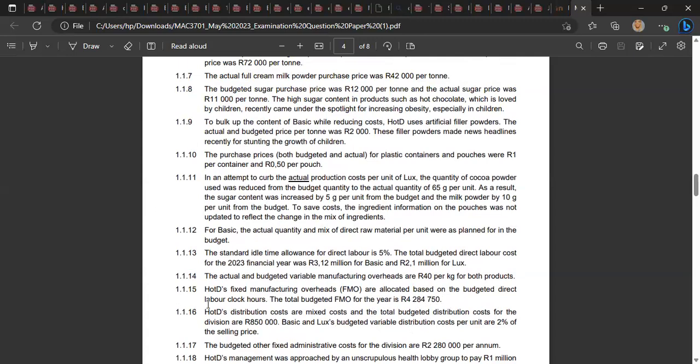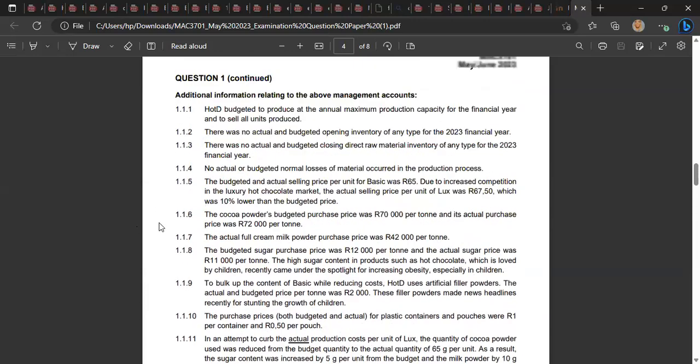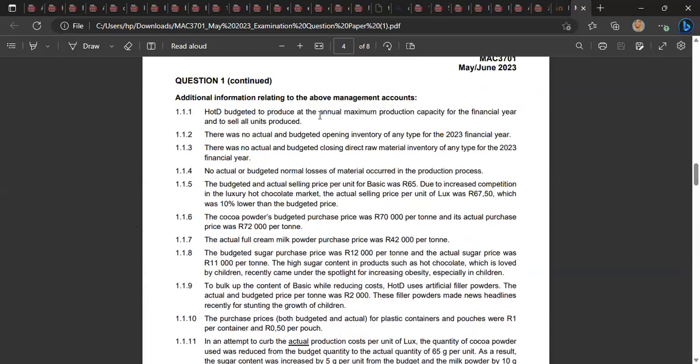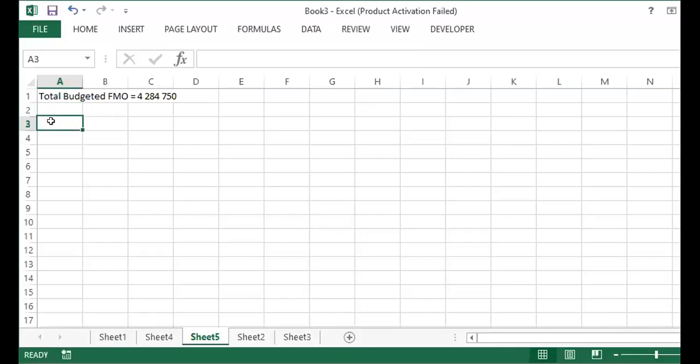Which is going to be the labor clock hours, right? And then we are told that we have budgeted to produce at maximum capacity. So I'm just going to shorten the working for that. We already saw that we are dealing with two products. We have a product called basic, let's just call it B, and then we have a product called Lux. So we have B and L.